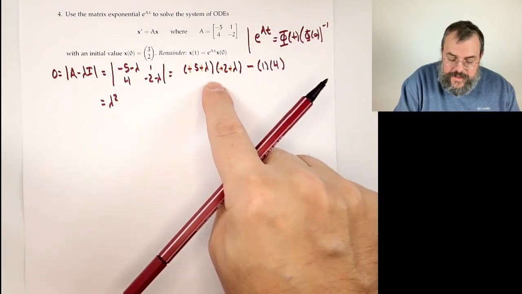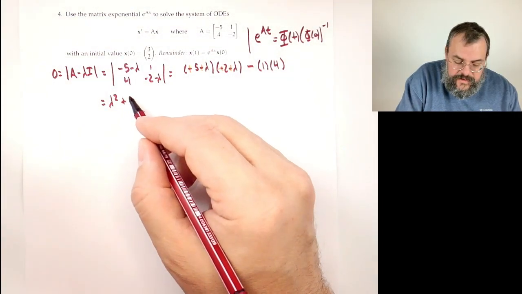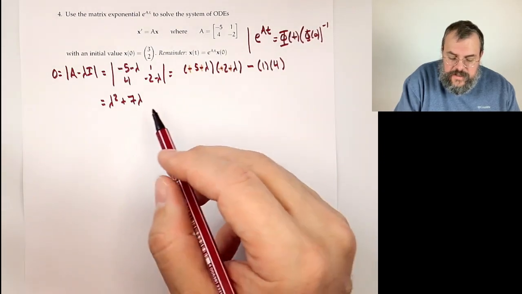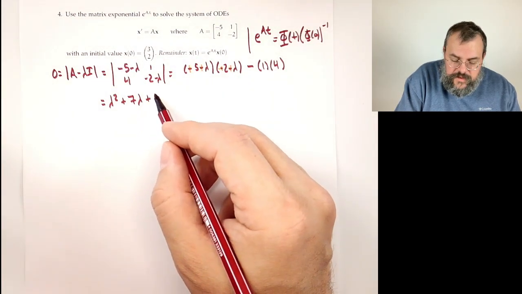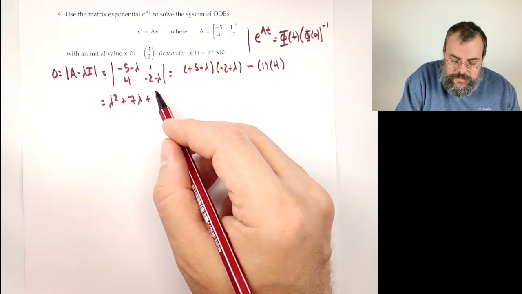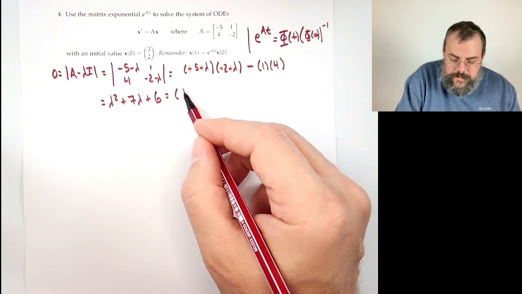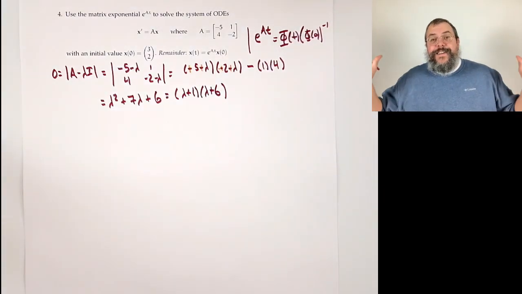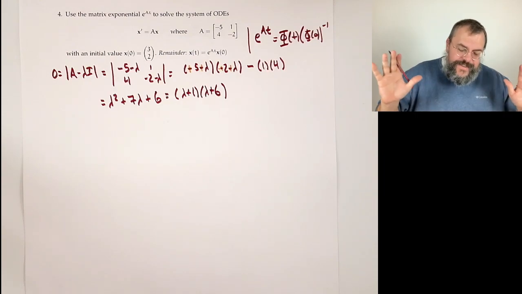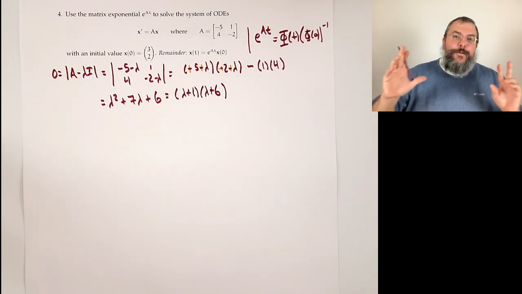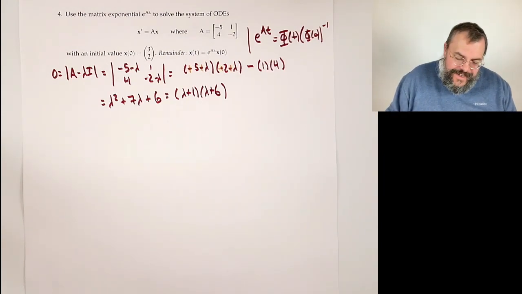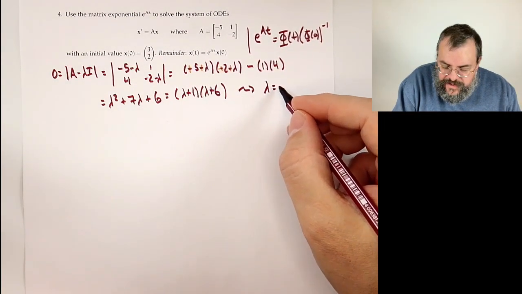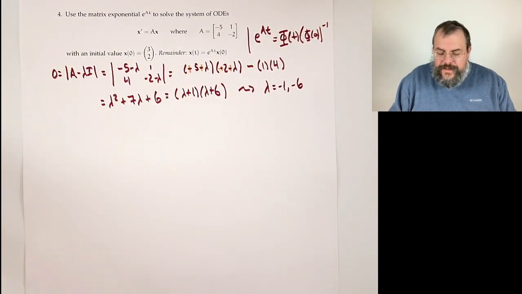So we have 5 lambda and 2 lambda, which makes a 7 lambda. And then we have 5 times 2, which is 10. 10 subtract 4 makes 6. So that would be lambda plus 1, lambda plus 6. Nice. Distinct eigenvalues. And we're keeping it real. Yeah, woohoo, keeping it real. All right. So our eigenvalues are -1 and -6.